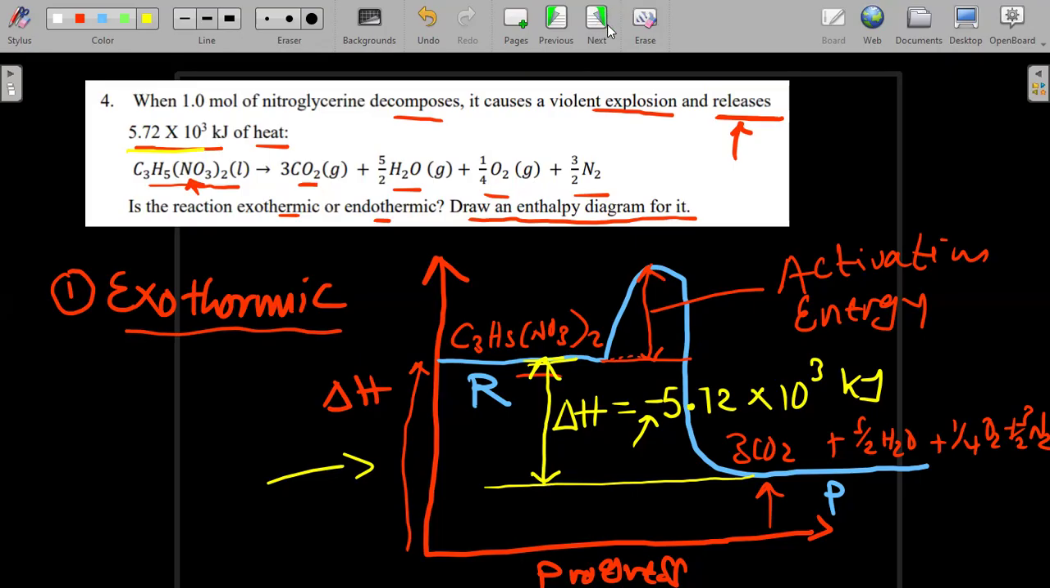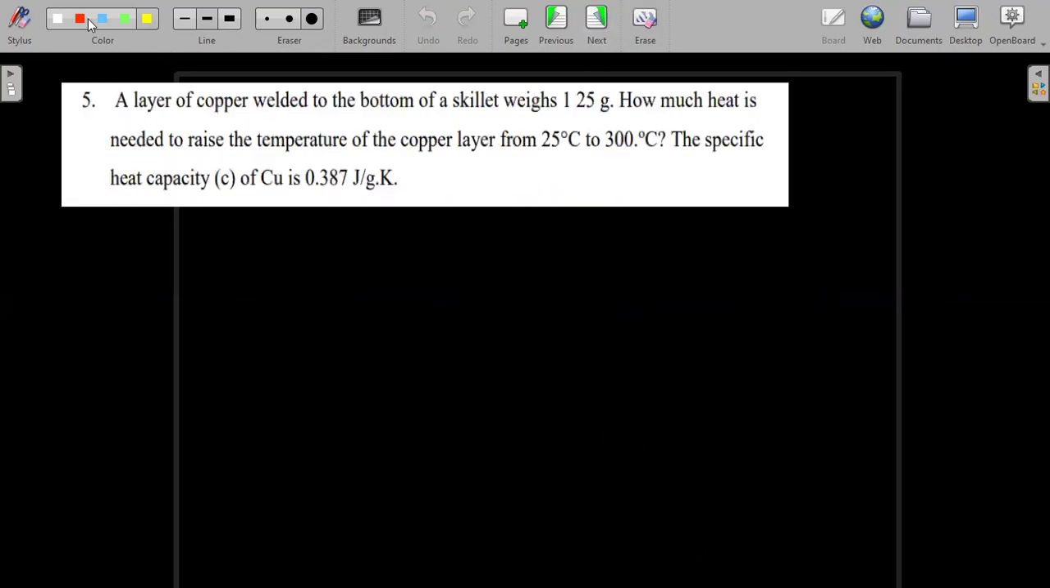We go to question number 5. So question number 5, they are saying a layer of copper welded to the bottom of a skillet weighs 125 grams. How much heat is needed to raise the temperature of the copper layer from 25 degrees Celsius to 300 degrees Celsius? The specific heat capacity of copper has been given to be 0.387 joules per gram Kelvin. So here we just want to find how much heat is needed.